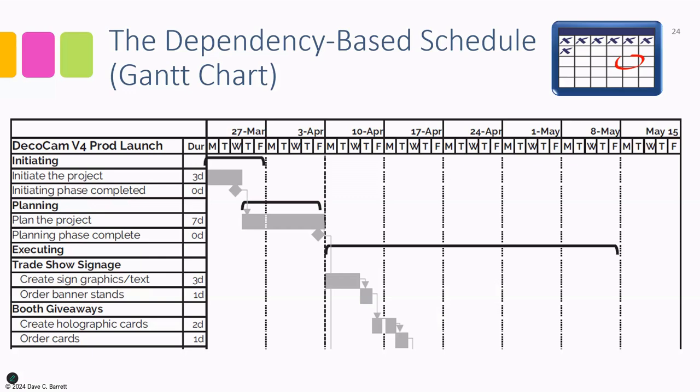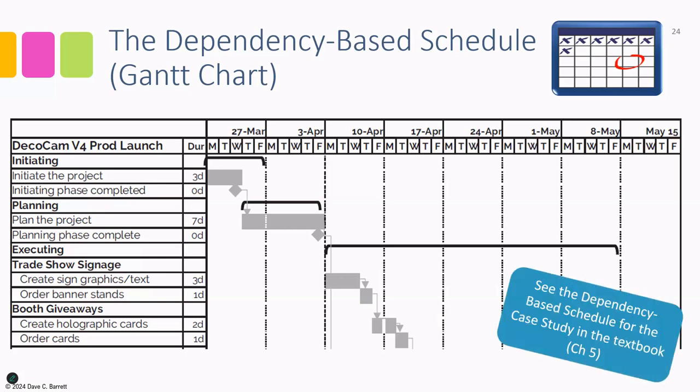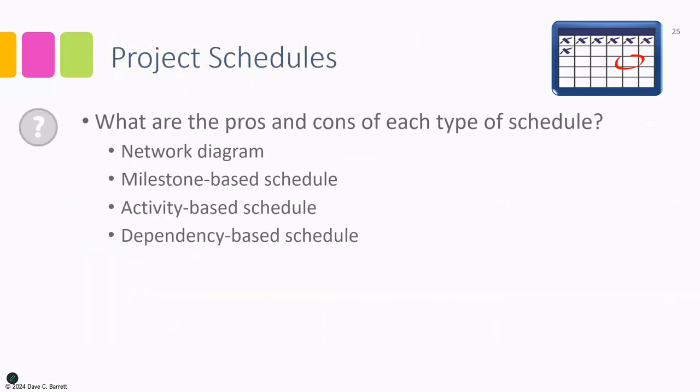So the advantage of this approach is that it's very detailed, shows the maximum amount of information, and is very appropriate for large complex projects where there's a high degree of risk and so on. The downside is they're fairly complex to do. The software to create them can sometimes be complex, and not all stakeholders will necessarily have access to this because this is usually specialized software. So again, pros and cons across all three. You can see an example of a dependency-based schedule for the case study in the textbook.